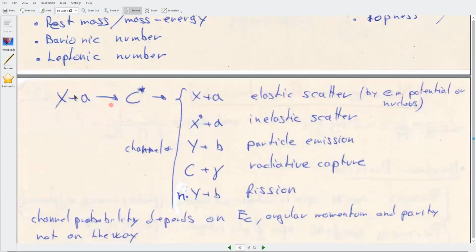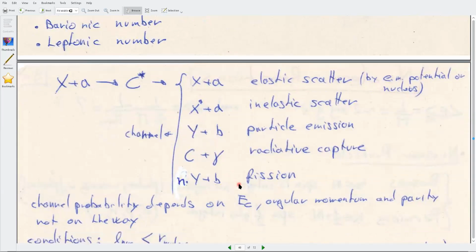Usually nuclear reactions are produced in this way. The two particles react and produce an intermediate excited nucleus, which then decays in several channels. The same particle as before, elastic scattering, or the target nucleus excited in inelastic scattering, another with particle emission, radiative capture, actually it is emitting, but it's called radiative capture, or fission, where the intermediate nucleus breaks down.